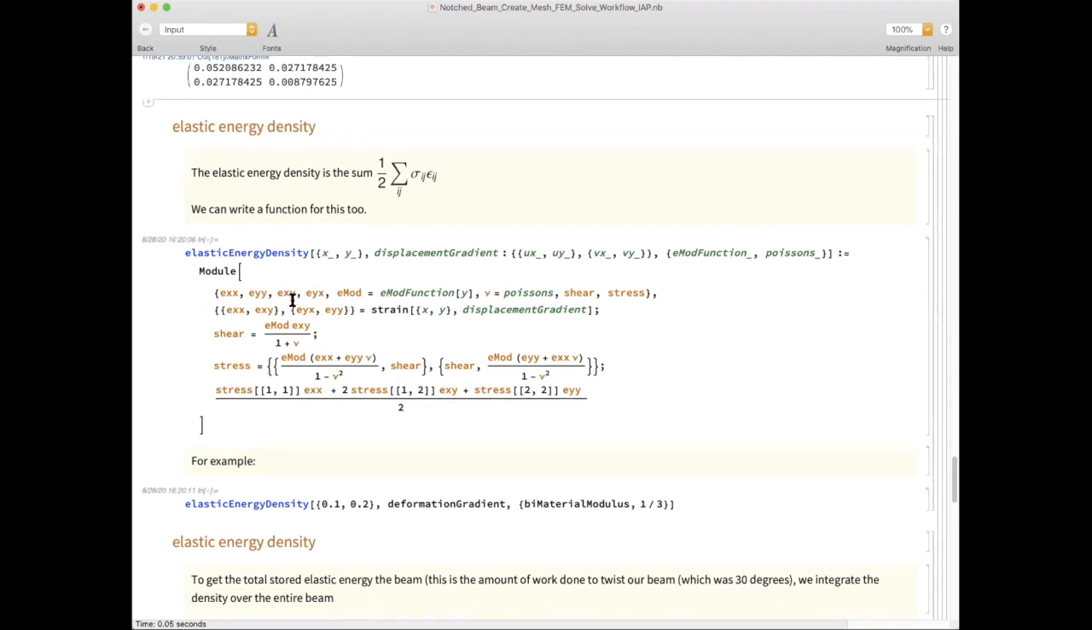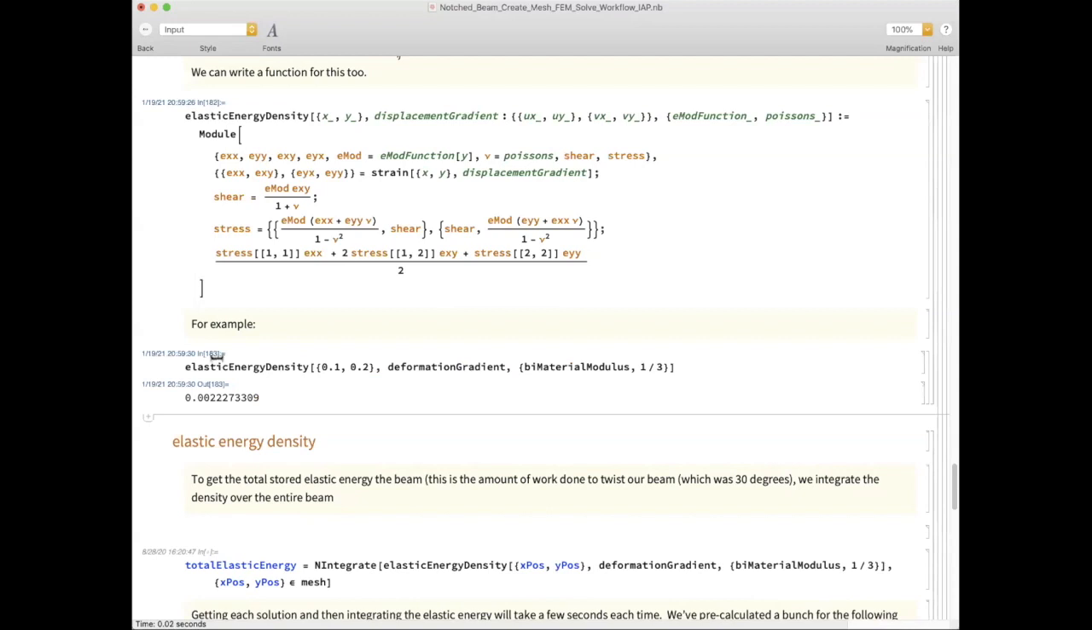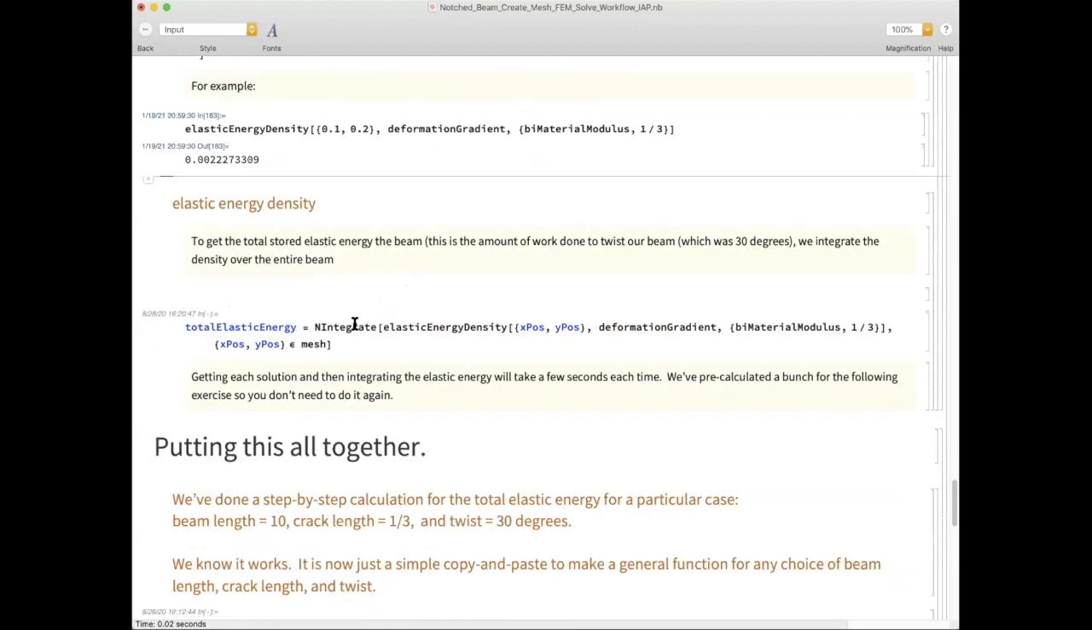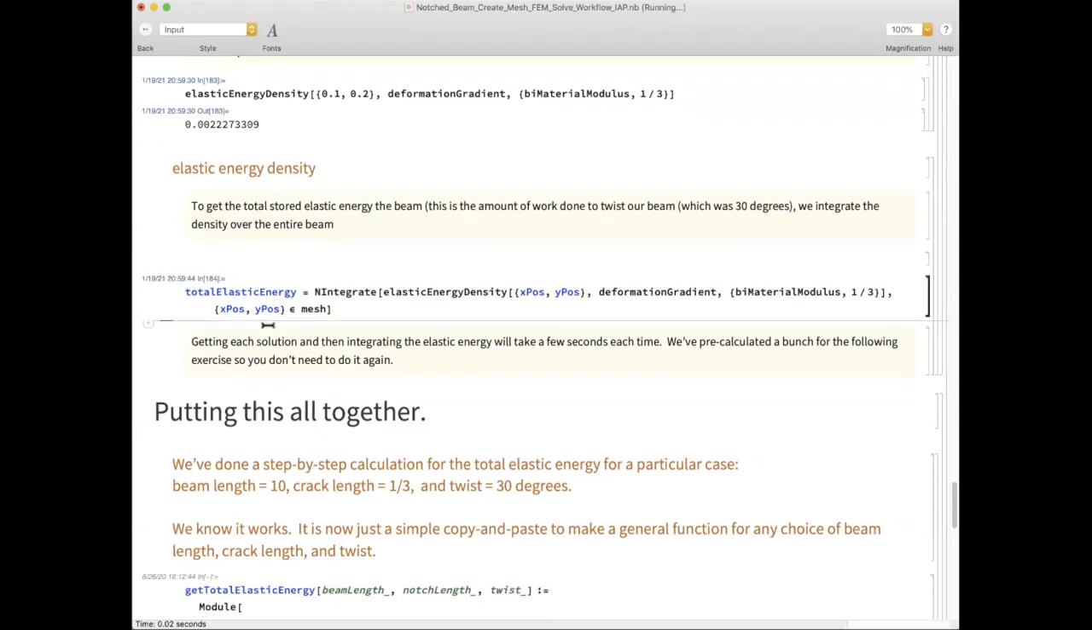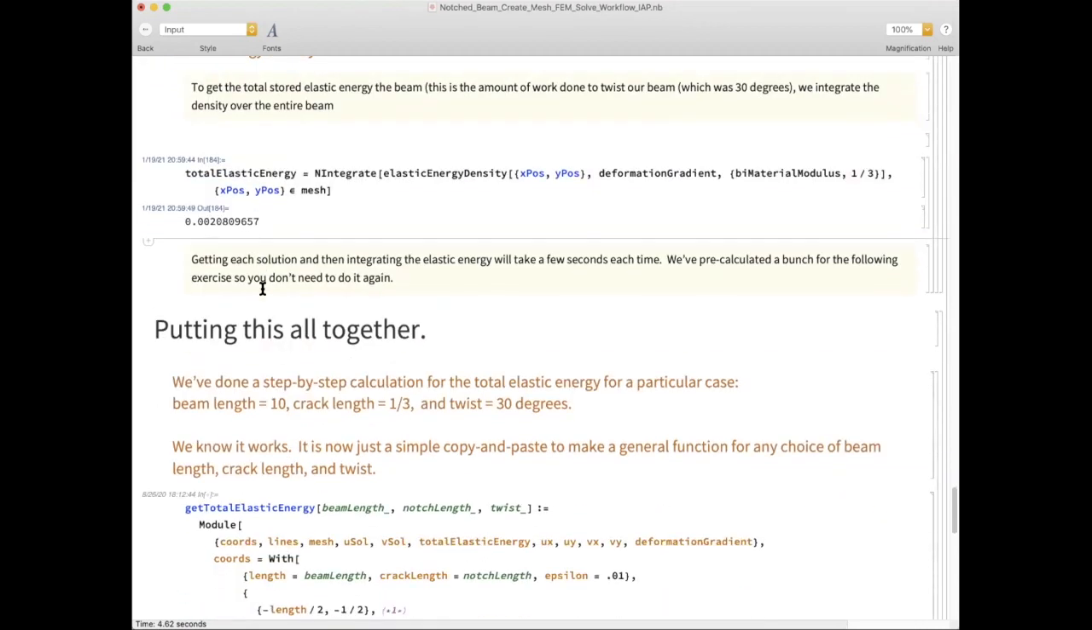So stress multiplied by strain. And if I want to know what the elastic energy density is at a particular point, I get a single value. So if I integrate over my entire mesh, the elastic energy density, what I should get is the total elastic energy for the system that I've just integrated. And I now know the elastic energy density. Okay, so I can put this all together.